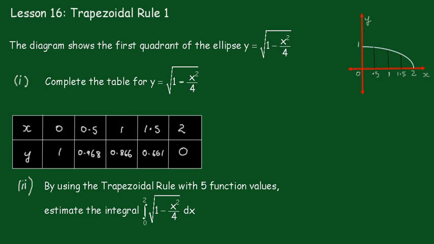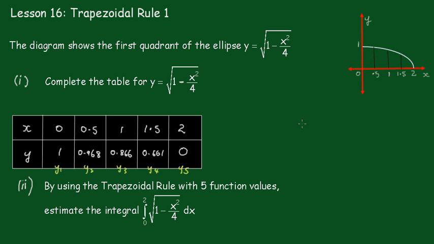Now in part 2, by using the trapezoidal rule with 5 function values, we have to estimate the integral of the square root of 1 minus x squared on 4 between the limits of 2 and 0. That means they want the area underneath this curve. This is the first little trapezium here. We'll take each of these ordinates and label them as y1, y2, y3, y4 and y5, and I'll write that underneath here so we don't get muddled up.